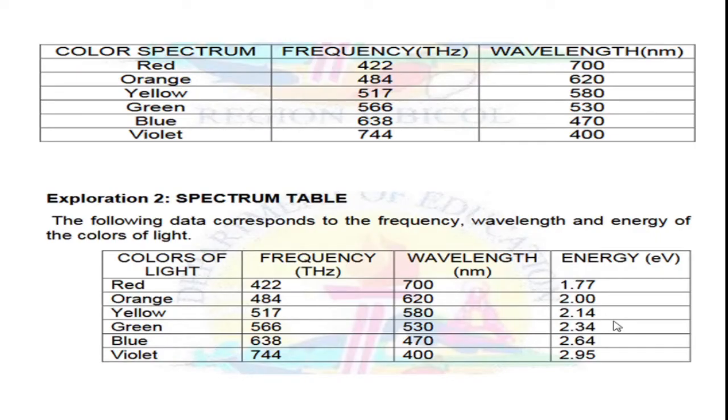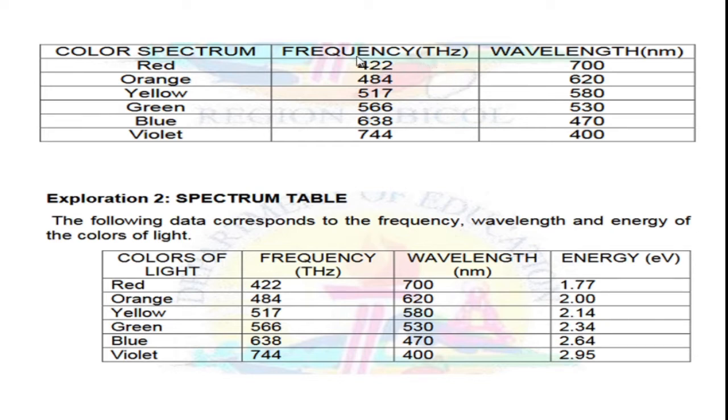And we have a table here. So this is the table of color spectrum. On the first table we have three columns. The first column is the color spectrum: red, orange, yellow, green, blue, and violet. On the second column, the frequency in THz. What is THz? That is terahertz. When you say terahertz, it is equal to 1000 gigahertz.